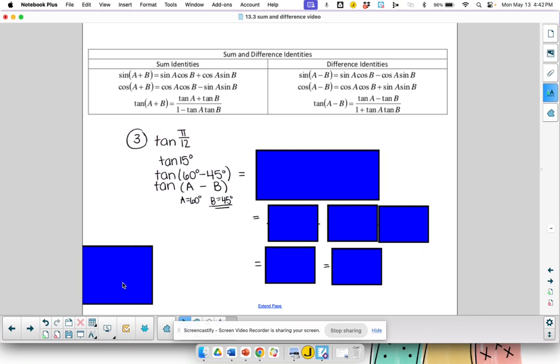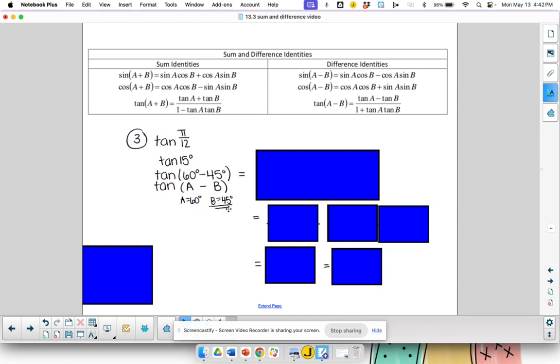And when you do a subtraction problem, notice here my A value is 60. My B value is 45. It's not negative 45. The negative sign is the subtraction symbol. Could you do 60 plus negative 45 and then use the tangent sum identity? Yes, you could. But why would you want to leave quadrant 1? So this is my best option.